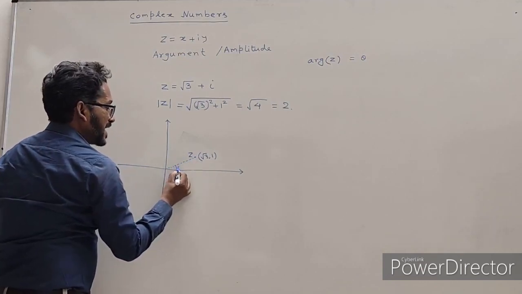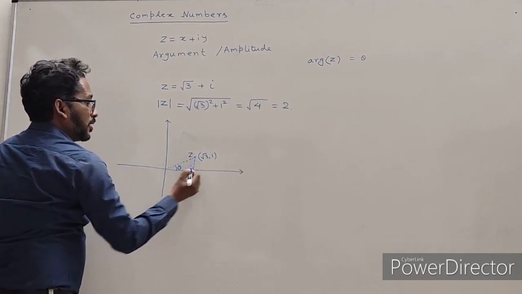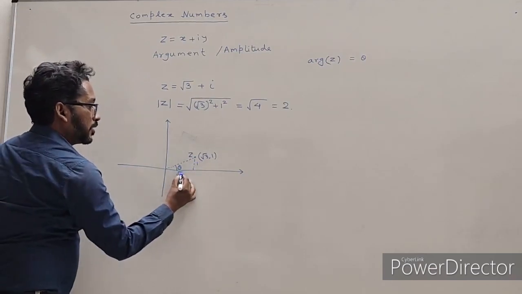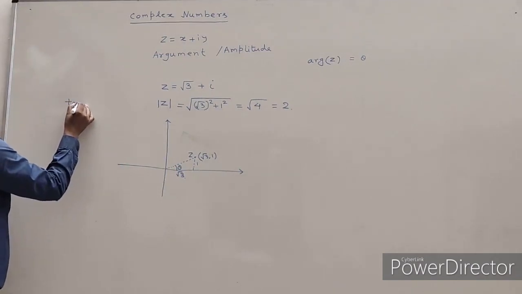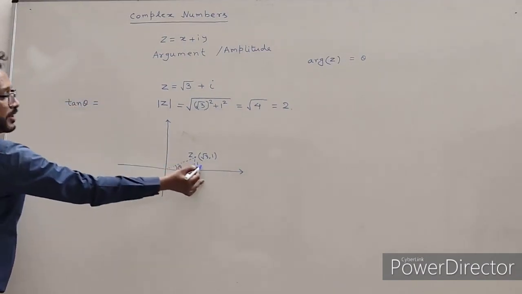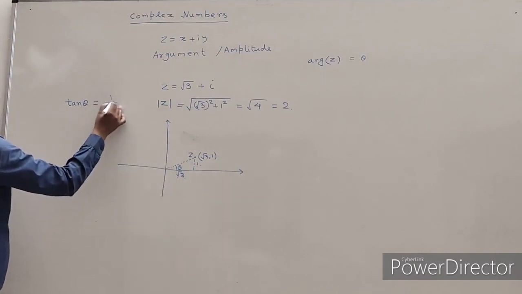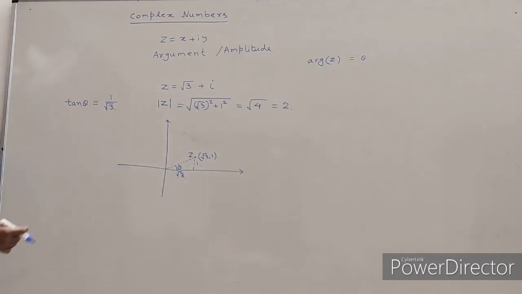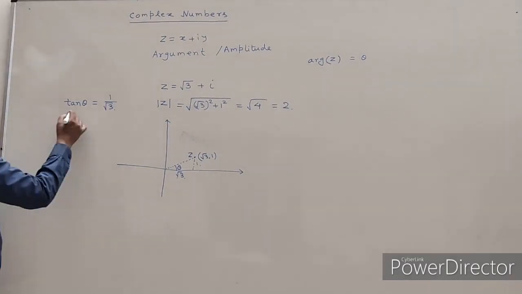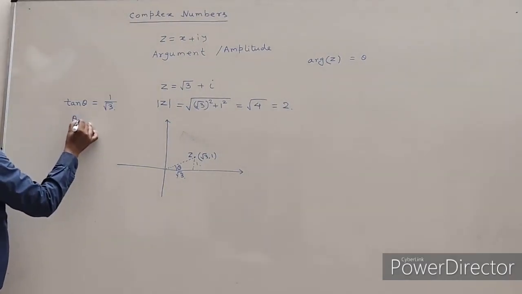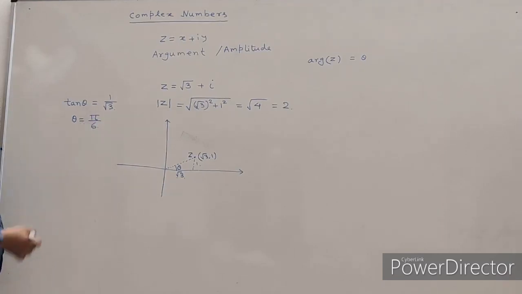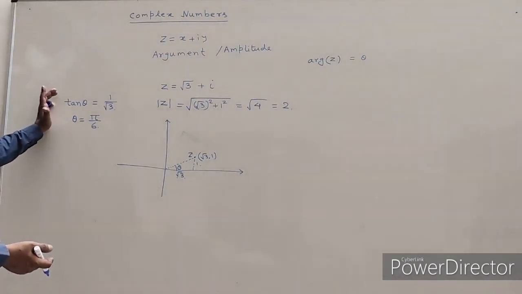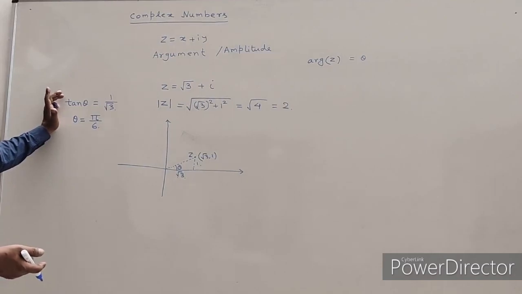So how can I find out this angle? If I take tan of this angle, that is nothing but 1 by root 3. So here tan theta should be 1 by root 3. If tan theta is 1 by root 3, then what should be theta? Theta should be pi by 6 or 30 degrees. That's how we can calculate the value of the amplitude of z.